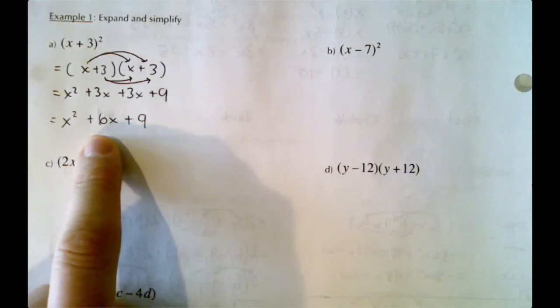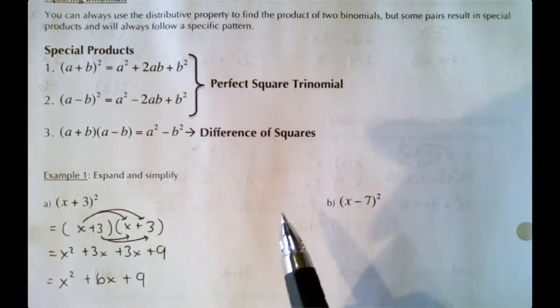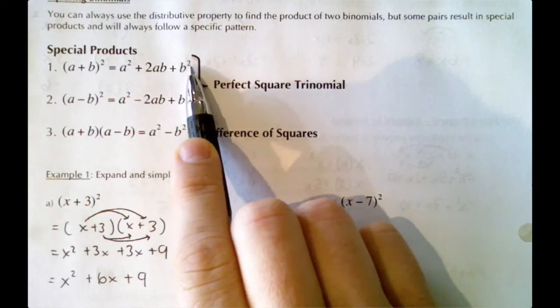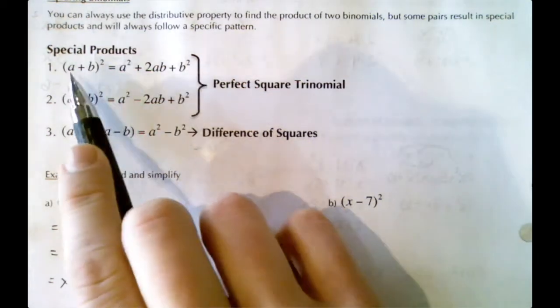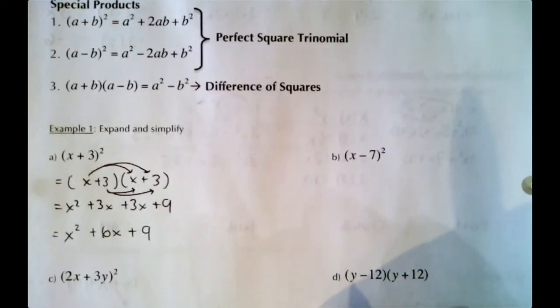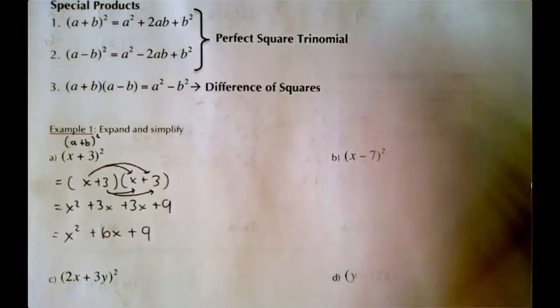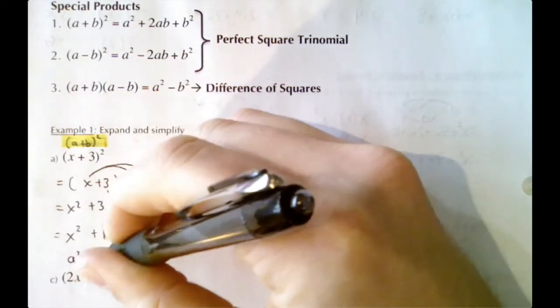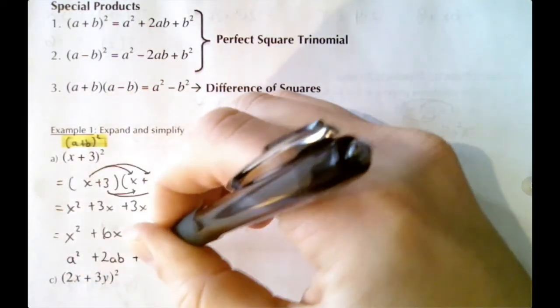All right, how is this a perfect square trinomial? Well, by definition, a perfect square trinomial follows a pattern. The pattern is a squared plus 2ab plus b squared. Well, what's a and b? A and b are whatever's in the original bracket being expanded. So I'm going to write this down underneath with a highlighter. So if the bracket is a plus b squared, then our answer will be a squared plus 2ab plus b squared.